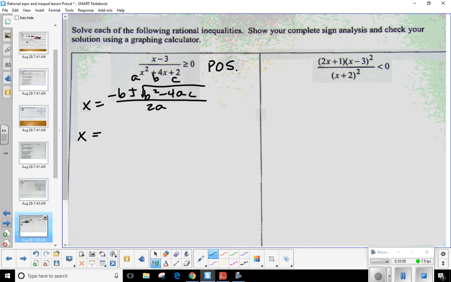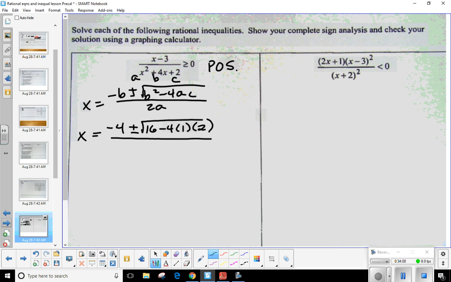Okay, so let's see. The opposite of B, negative 4, plus or minus the square root of B squared, 16, minus 4 times A times C, all divided by 2 times A, 2 times 1. See, all I'm doing is just plugging into the formula. That's why the quadratic formula, if it's not factorable, is typically the top one students go to. It's very, very easy and straightforward. Does anybody in here like completing the square? For some folks, so that's still a great method.